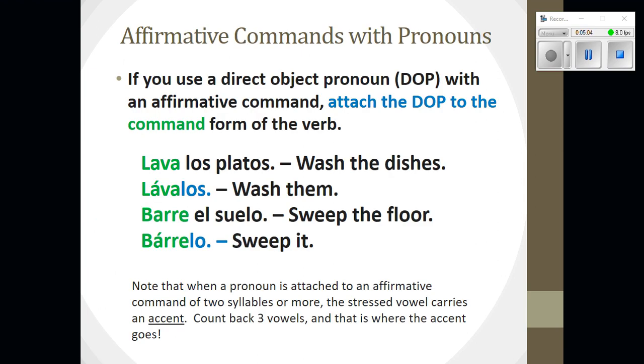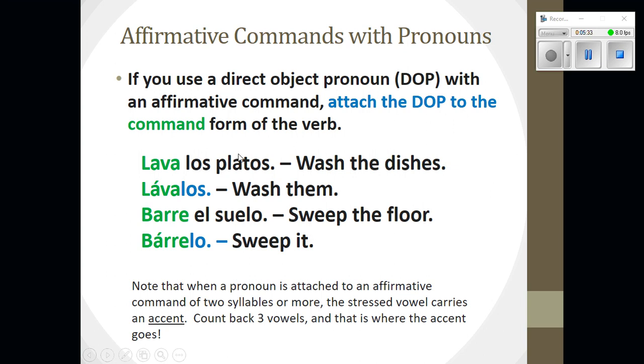So if you use a direct object pronoun, if you guys remember, you learned about DOPs earlier in the year. Okay, if you want to use one of those with an affirmative command, you're simply going to attach it to the command. So let's look at some examples here. We remember that a direct object is what receives the action. So if I say lava los platos, I'm telling you to wash the dishes. Okay, it's a command. And the direct object of the sentence here would be the dishes because it answers what do I wash. Okay, so lava los platos.